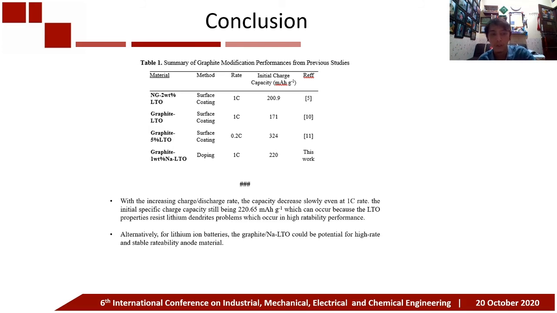To make a comprehensive study, we compare our result with other studies. The simple doping methodology in our research produced a material with a performance that was not much different from the results of other studies. As we can see, in this work we have a result of 220 at a rate of 1 C. If we compare to another result, our result is much higher than the other. For reference 11, it is 324 at a rate of 0.2 C, where the rate is so small. Because the rate is so small, the initial charge capacity will be higher.